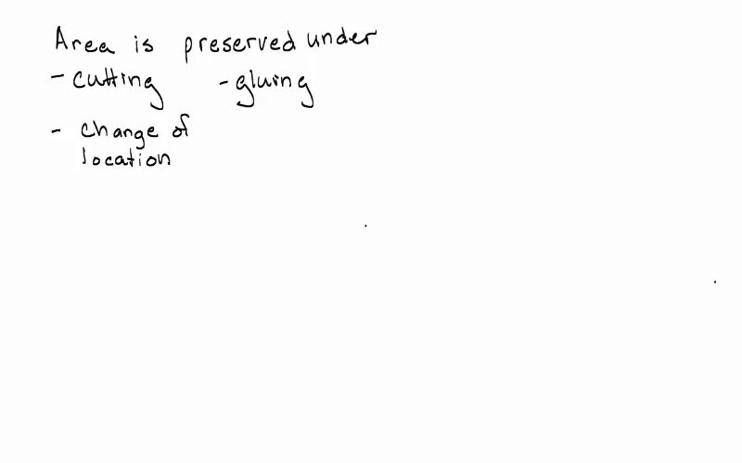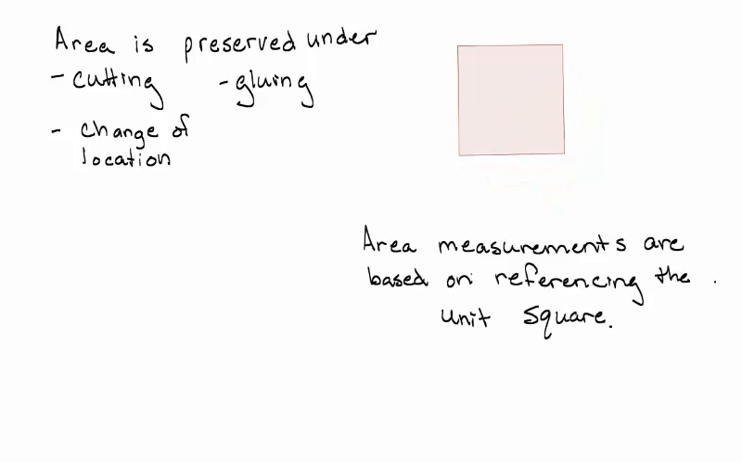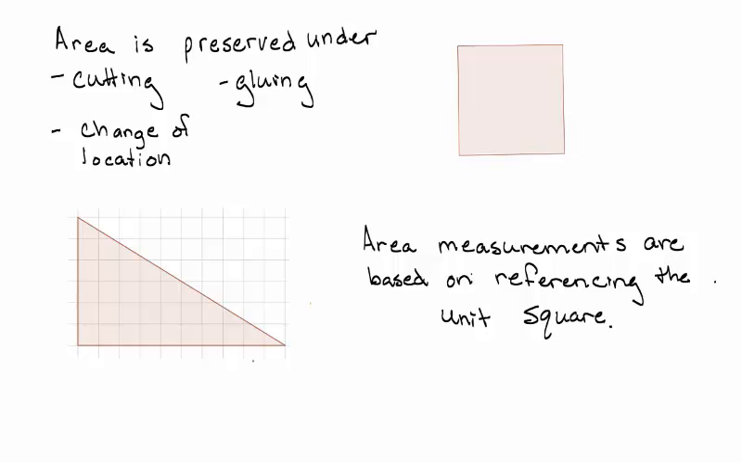That is, a region's area is unchanged if it is cut, glued, slid, or rotated to a new location, as we can see with these triangular and square areas. The area of the square is just the sum of the area of the triangles. Area measurements are based on referencing the unit square. That is, a region that has an area of 30 square units can be cut and organized into 30 unit squares. With these observations, we are prepared to approximate the area of general regions.